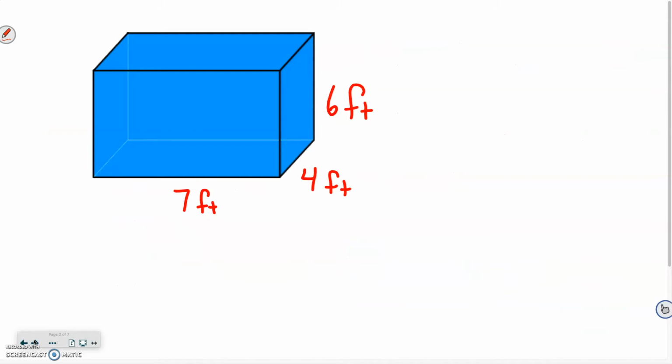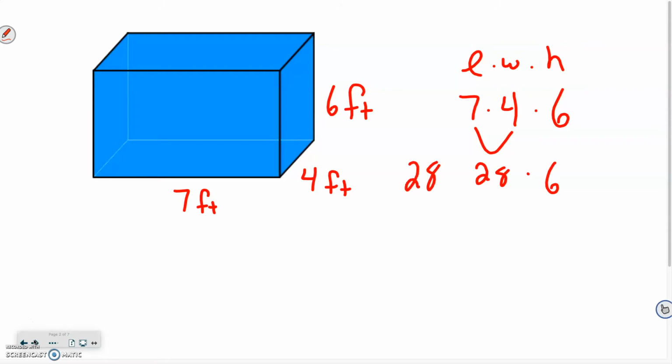So this one. Find the volume of this rectangular prism. Go ahead. Push play when you have it. So the length is 7. The width is 4. So that's my area of the base, times the height, which is 6. Okay? We're using this one, length times width times height. Okay? So you multiply in any order. 7 times 4 is 28 times 6. Do that on the side here.